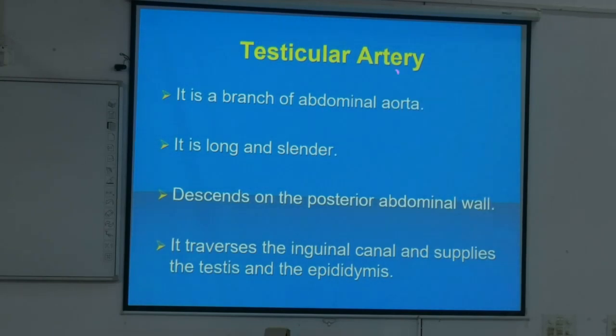Next is the testicular artery. It is a branch of abdominal aorta. We are discussing the contents of the spermatic cord in detail. Okay, so first we discussed the vas deferens. Then testicular artery is a branch of abdominal aorta. It is long and slender, descends on the posterior abdominal wall. You will see it in the dissection of posterior abdominal wall. It traverses the inguinal canal and supplies the testis and the epididymis.